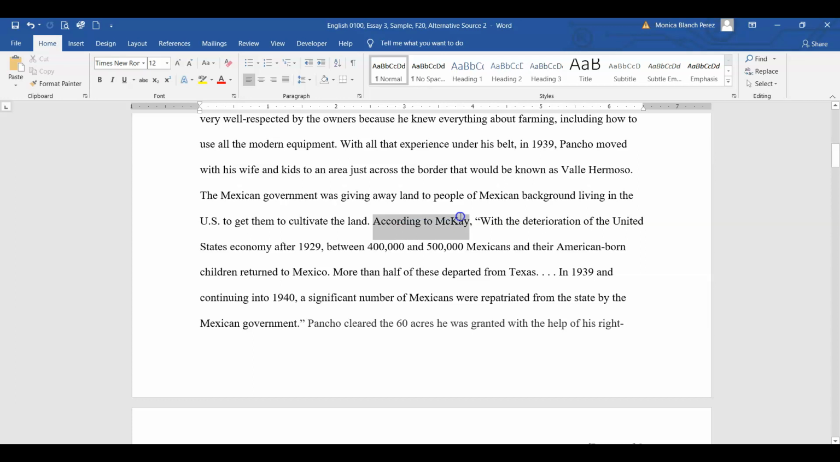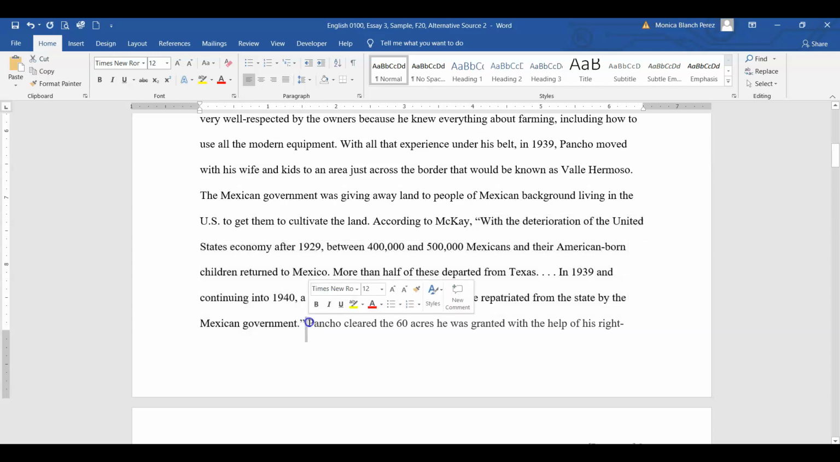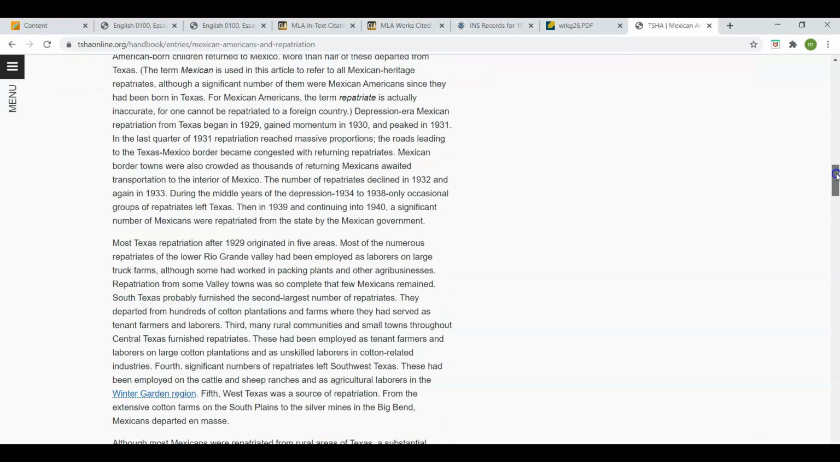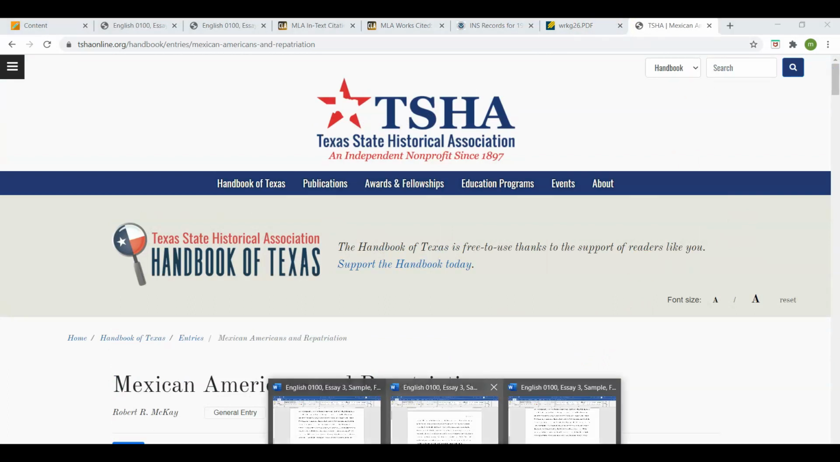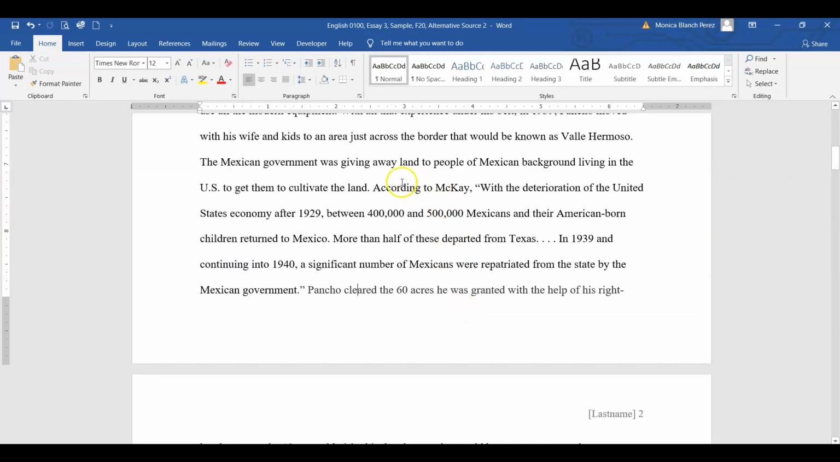Here it is. According to McKay, comma, blah, blah, blah, blah, blah, blah. And then it just ends with the quotation mark. And then I just keep going. No parentheses because I'm not putting parentheses page 2 or 3 or whatever, because it doesn't physically show the page numbers. If it doesn't, then it really doesn't have official page numbers. Okay, so we don't put them.